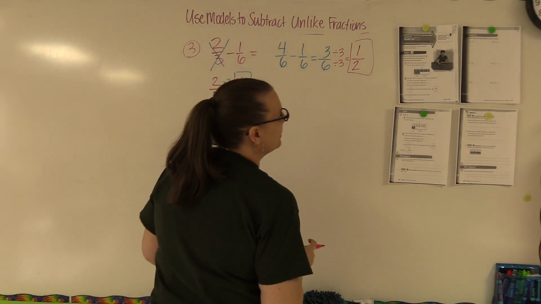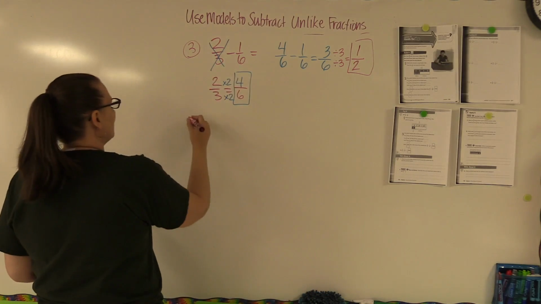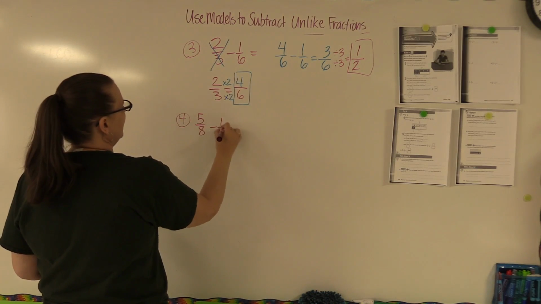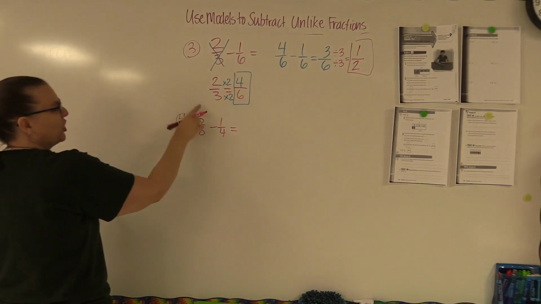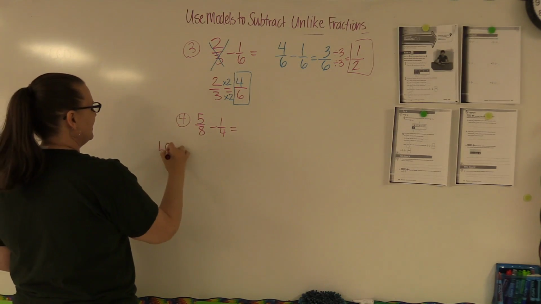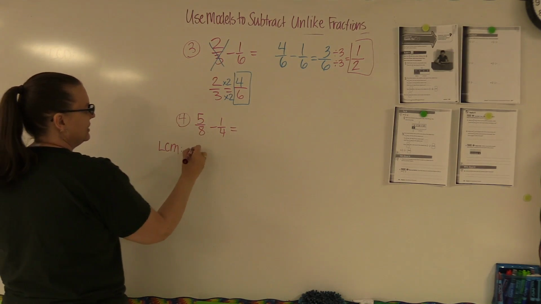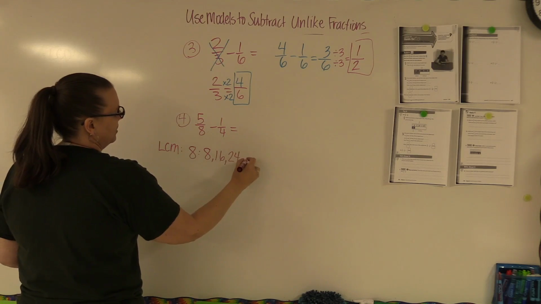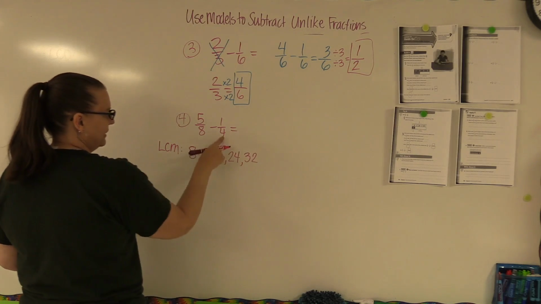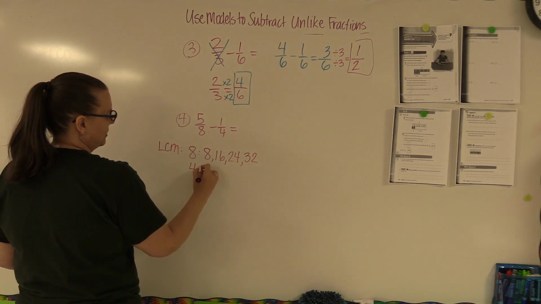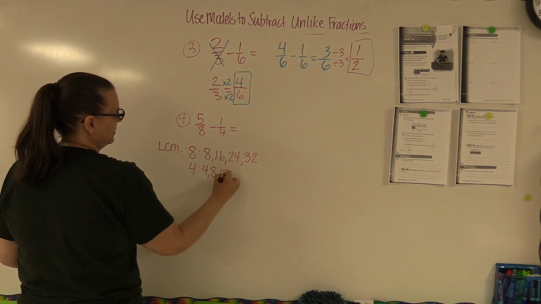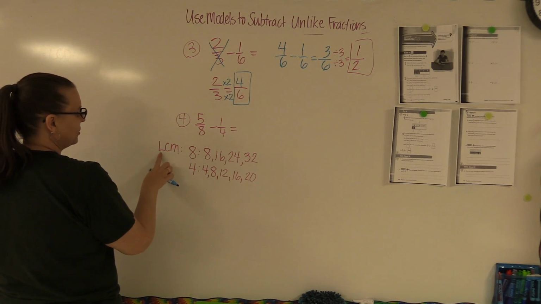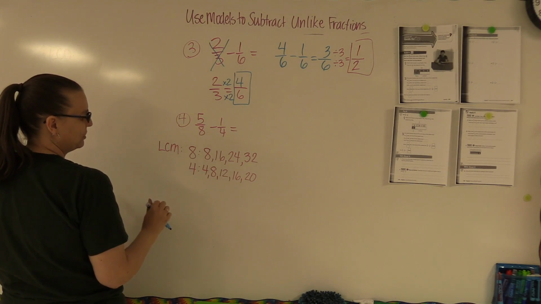Let's do another one. 5/8 minus 1/4. This is number 4. Okay, we practiced turning one number into another up here. Let's practice least common multiple down here with these guys. So let's list some multiples of 8. So 8, 16, 24, 32. Let's also list some multiples of 4. 4, 8, 12, 16, 20. We are looking for the least or smallest common multiple that both of these numbers share.